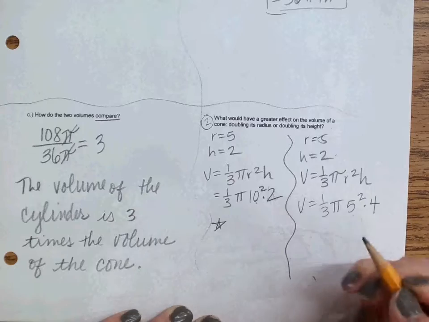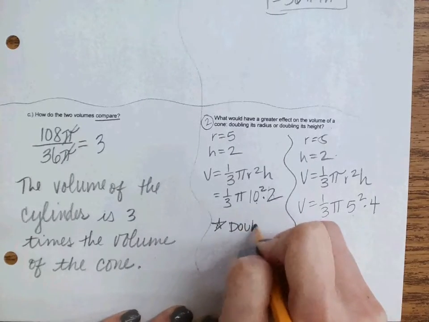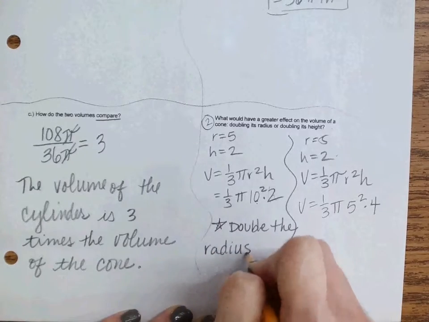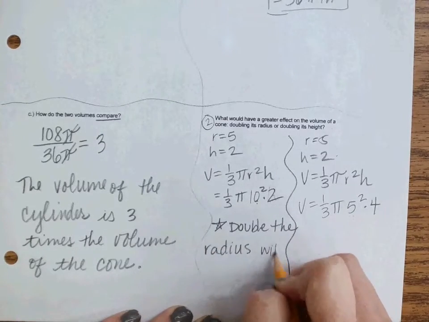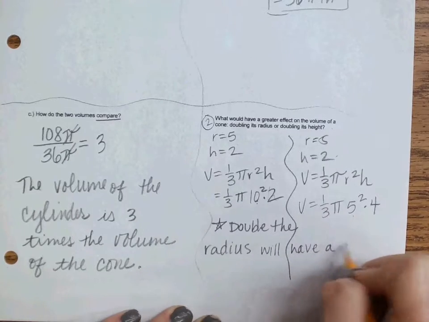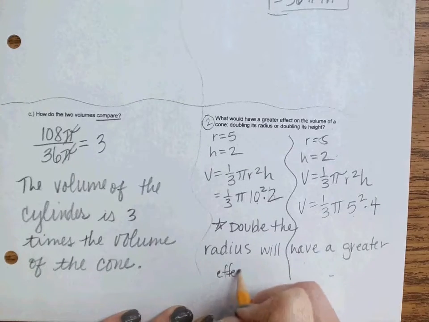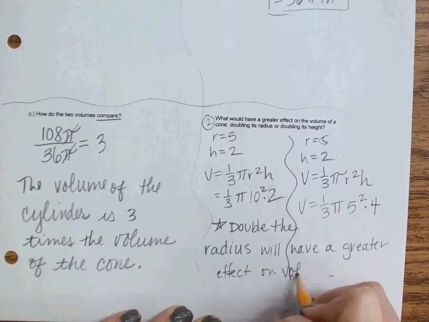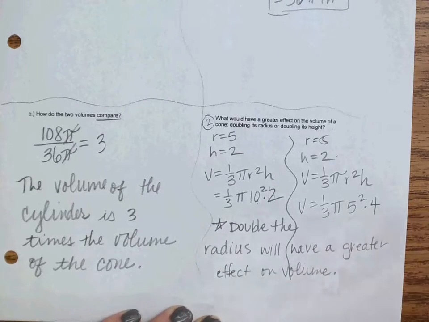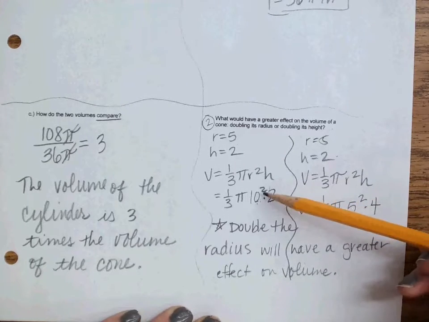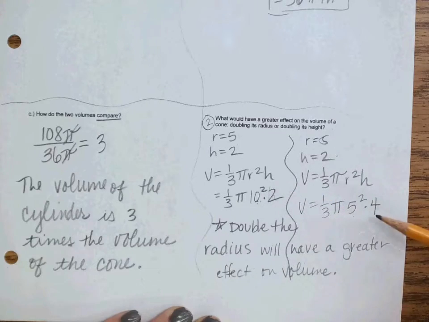So we'll go ahead and say doubling the radius will have a greater effect. And I'm going with the knowledge that you guys have, your math sense, that when you double and square will have a greater difference than if you just double alone.